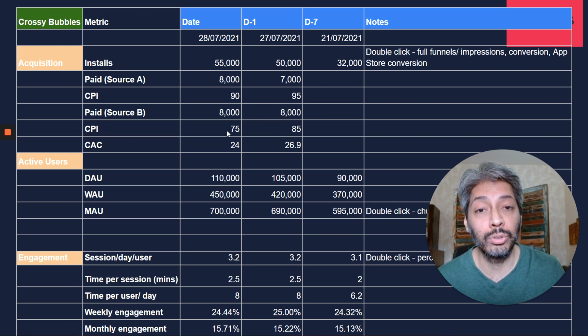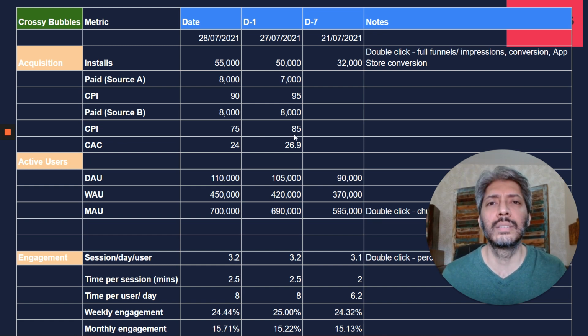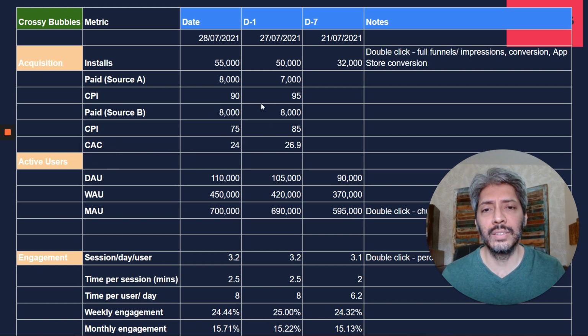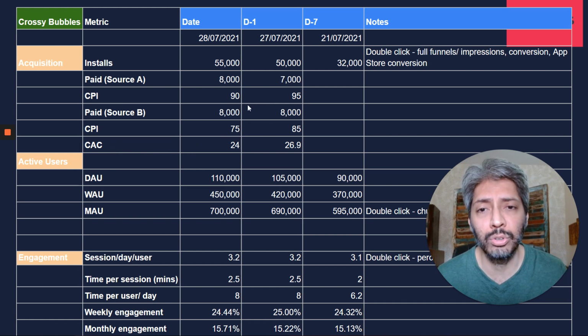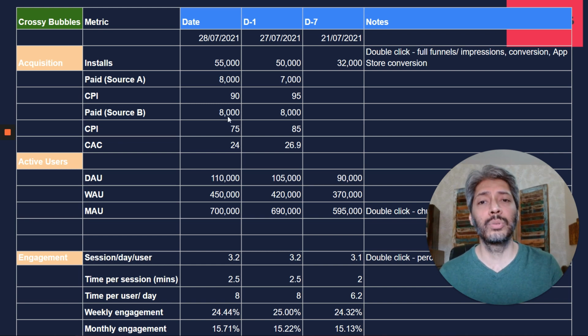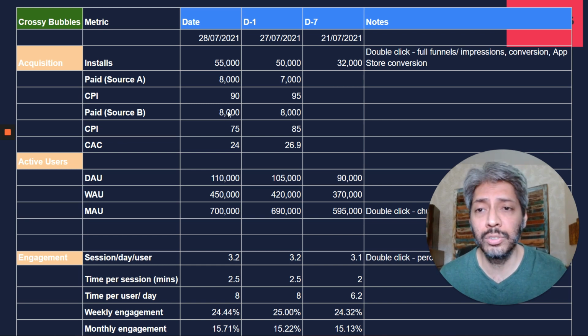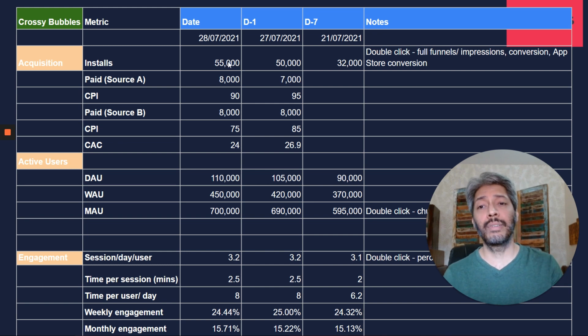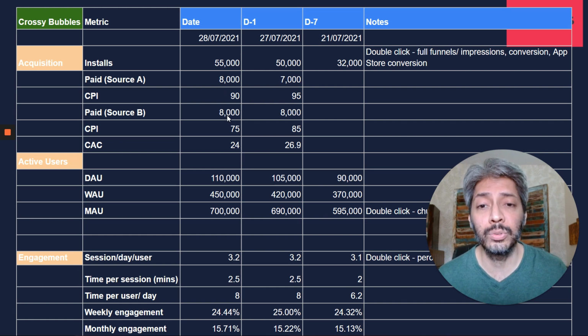However, the CPI has gone down, which means we are optimizing this channel spend. The money is coming down. Now, cost of acquisition essentially then is the blended cost of acquisition. So you've acquired these 8,000 plus 8,000, 16,000 installs. But overall, you've received 55,000 installs, right? So out of these 55, you paid for 16,000. So the blended cost of acquisition is 24 rupees and it used to be 26 rupees, right?